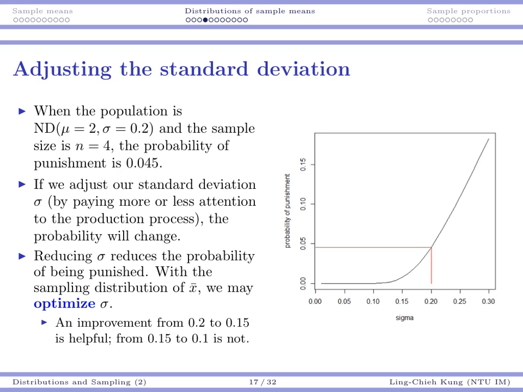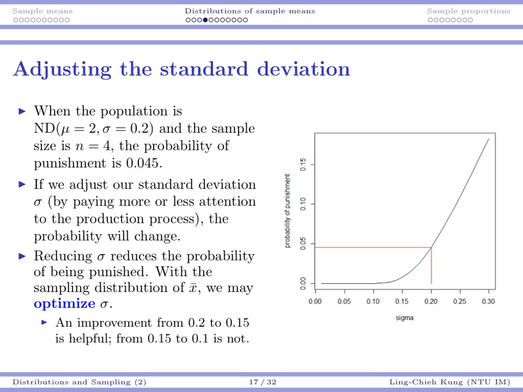We hope that we can decrease the probability of our products getting returned, or the probability of getting fines, but that is costly, right? Because we also need to decrease sigma, and decreasing sigma, of course, is costly. So with this probability distribution, the normal distribution, we can actually draw a curve like this.